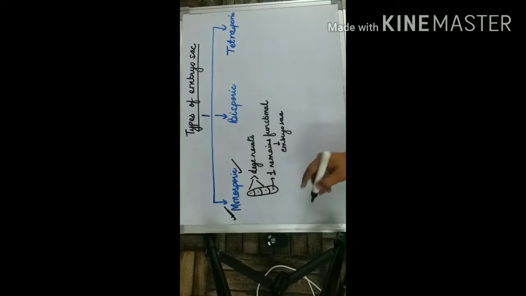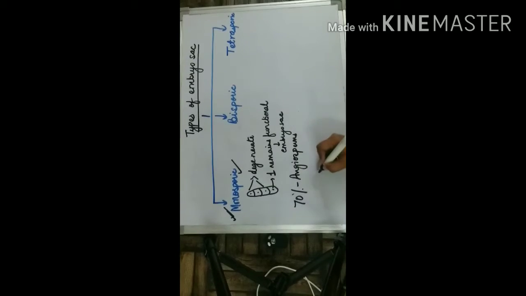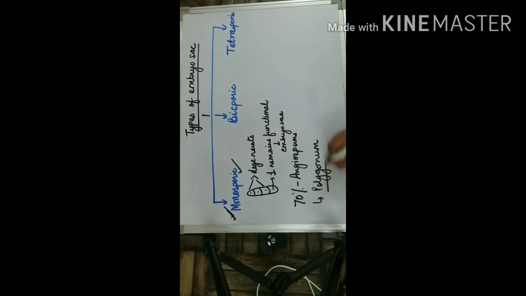One spore remains functional. This is the most common type, and 70% of angiosperms show this type of development. The most common example is Polygonum, and that is why this is also called the Polygonum type of development. Is that very clear?